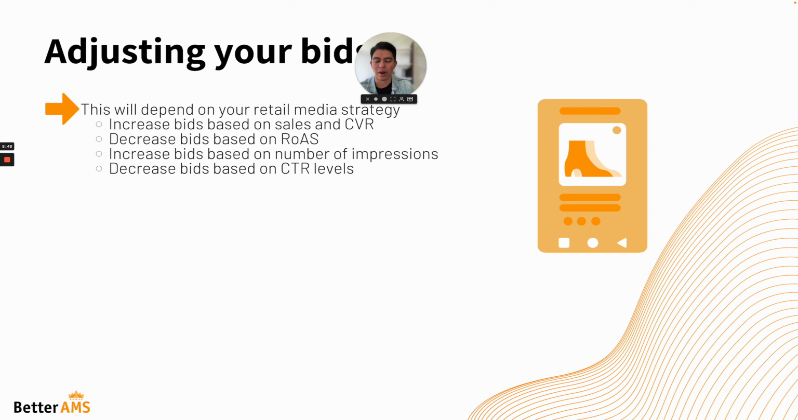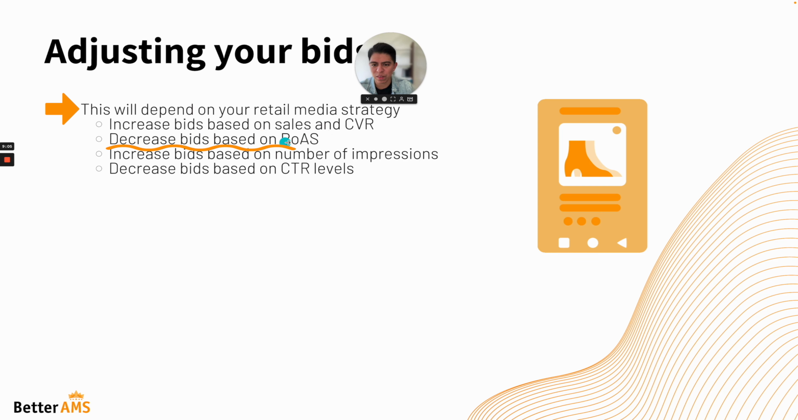So I can give you a few ideas. You can increase bids based on sales and CVR. So if a product converted 4 times in the last 24 hours and it has a conversion rate greater than 20%, that makes sense to go ahead and probably increase the bids by another 10-20%.